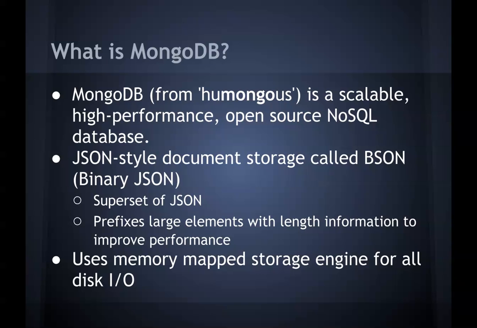And then one of the other differences from a performance standpoint is BSON actually prefixes its large elements with length information, which helps for searching, which improves performance pretty drastically. And it also uses memory map storage for all disk I/O, which also helps with performance because then your cache and your data become the same. You don't have to worry about data redundancy.